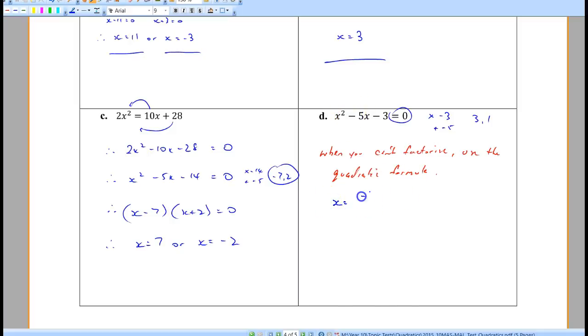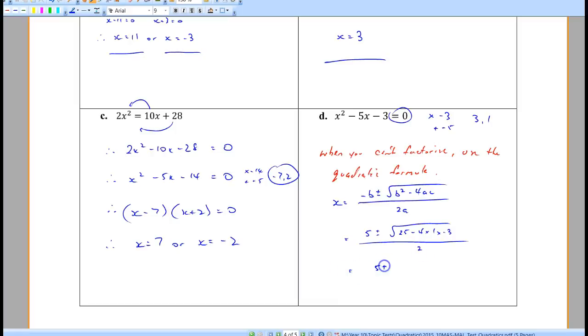The quadratic formula is minus b plus or minus the square root of b squared minus 4ac, over 2a. Now this value of b is minus 5, so I actually have minus minus 5, so that's a positive 5. b squared is 25, because anything squared is positive. Minus 4 times a, which is 1, times c, which is minus 3. Put that all over 2a, and 2a is equal to 2.